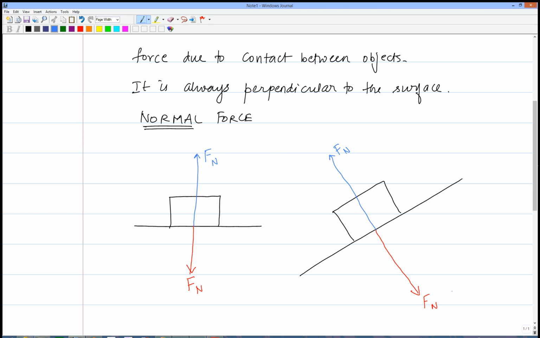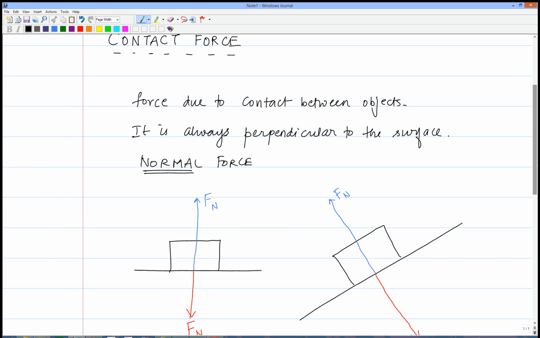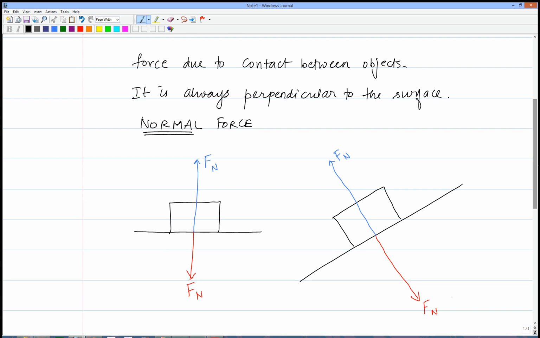So what is the contact force? The contact force is the force whenever objects are in contact with each other. Most importantly, we need to keep in mind that the force is perpendicular to the surface, and we also call it the normal force. The reason we call it the normal force is because the word normal in geometry means perpendicular to the tangent. So whenever we refer to the normal force, we actually mean the force of contact. Please make sure that you understand that contact force and normal force are essentially the same thing.